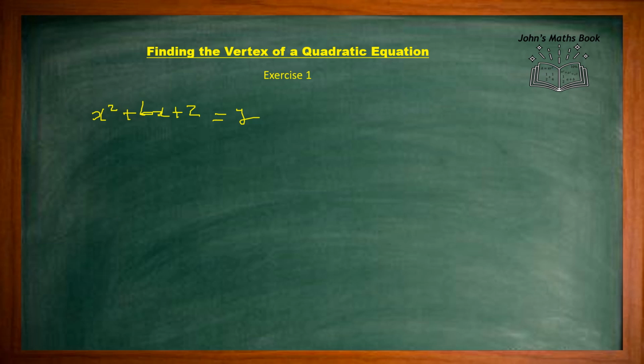So hopefully you got the answer. So first let's identify the values of a and b. So a in this case is 1 and b is 6. So now if we apply the equation x equals minus b divided by 2a, this will give us the x-coordinate of the vertex.